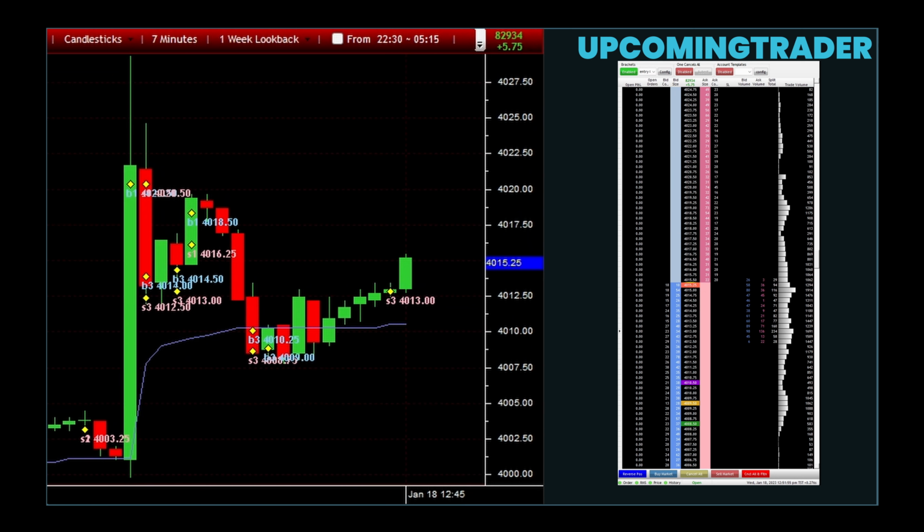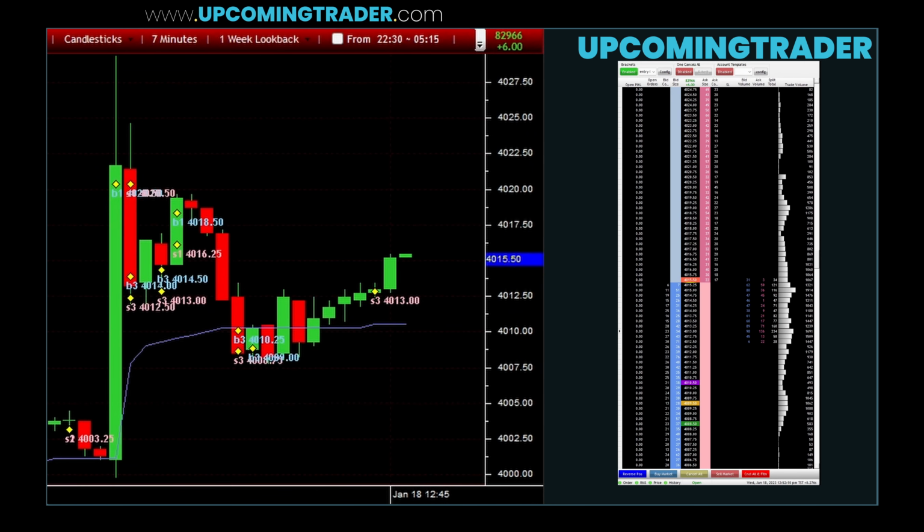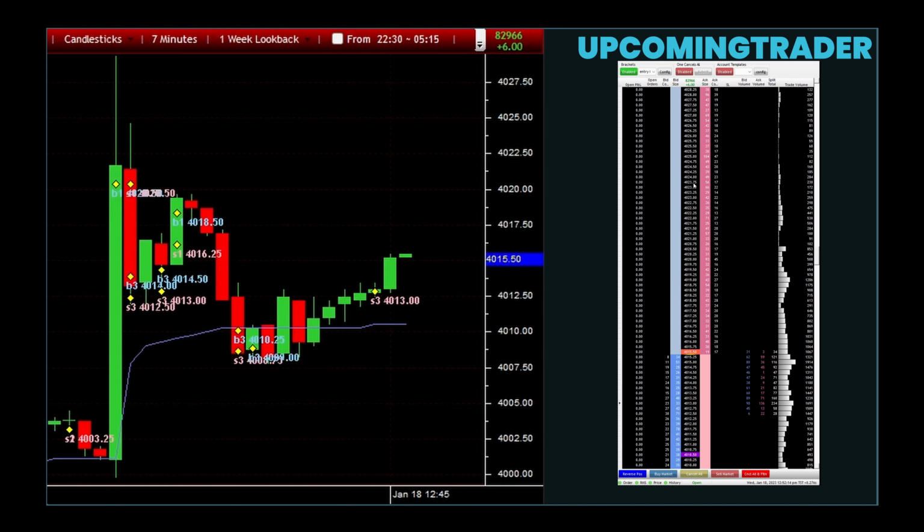The 3 inside down pattern is the opposite, starting with a green candle, followed by a smaller red candle, and ending with a larger red candle that closes below the first green candle's low, indicating a reversal to the downside. Understanding these chart patterns will give you an edge when scalping with Heiken Ashi.